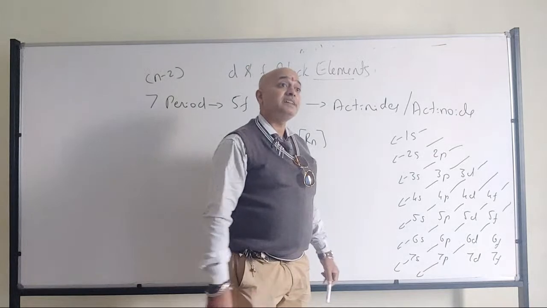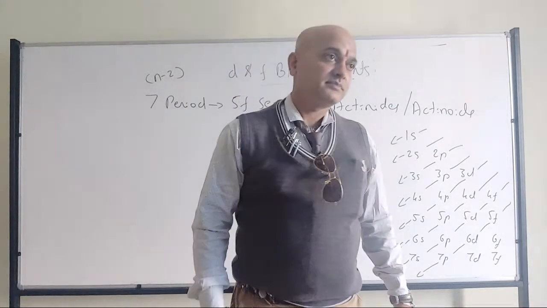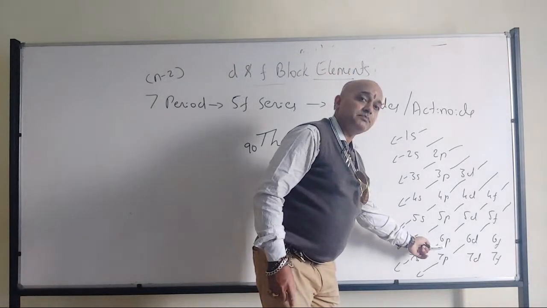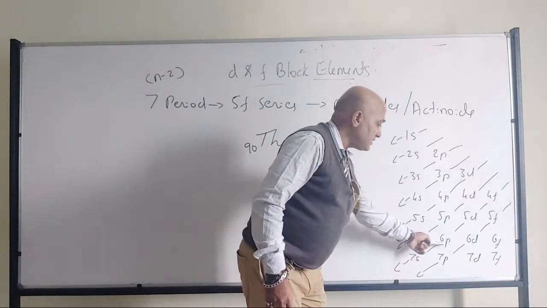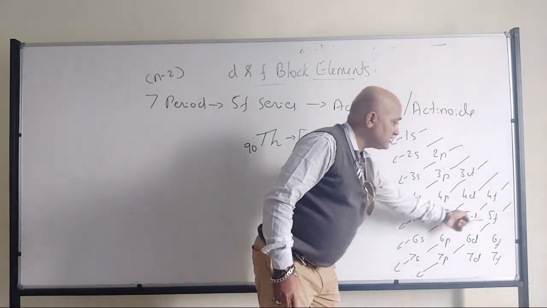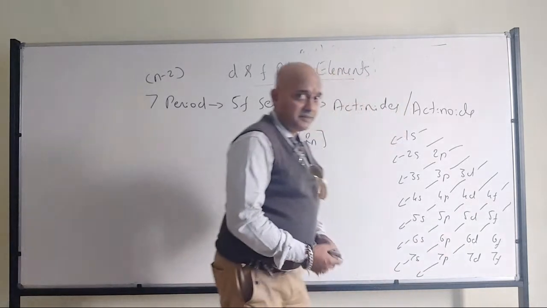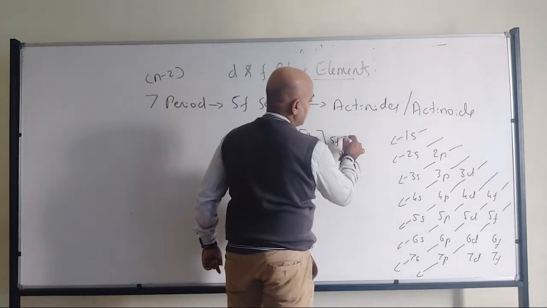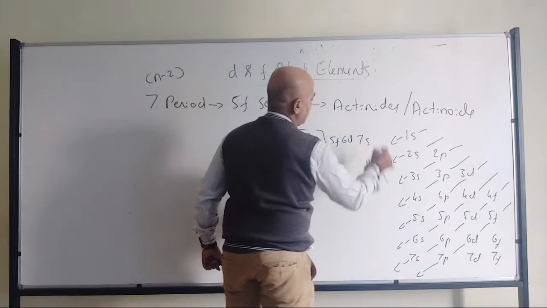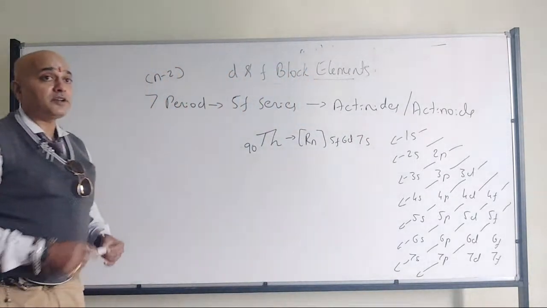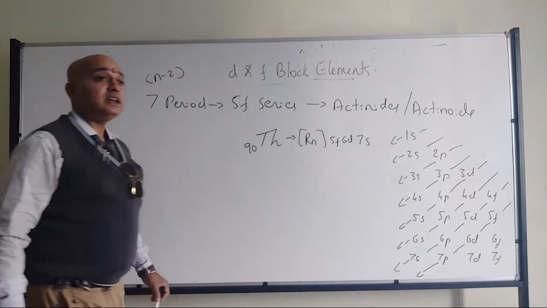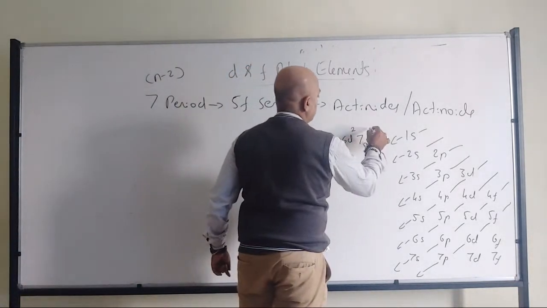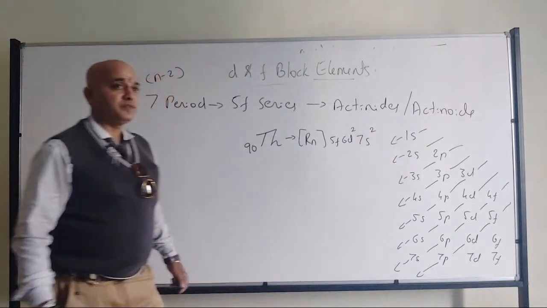Radon belongs to which period? The 6th period. That means you have done up to 6p. So what is next after 6p? It is 7s, 5f, 6d. That is 5f, 6d and 7s. How many electrons do we have to fill? 4 electrons we have to fill. Observe it carefully: 6d2, 7s2.